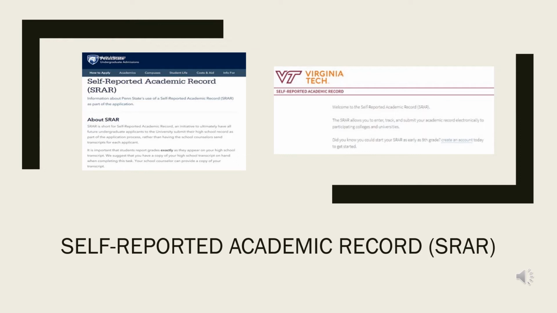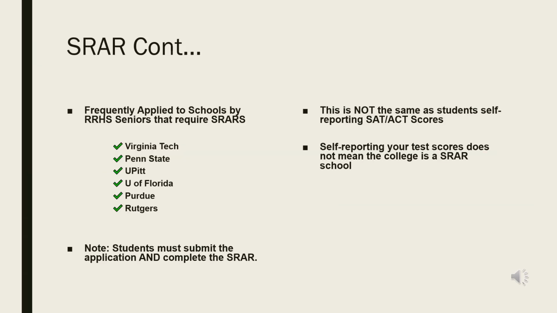The list of universities requesting that students complete the Self-Reported Academic Record (SRAR) is growing. This is a list of your students' courses and associated grades that have been completed or will be completed for high school or college credit. Here is a list of common SRAR schools. Students must submit the application and complete the SRAR for their process to be complete.